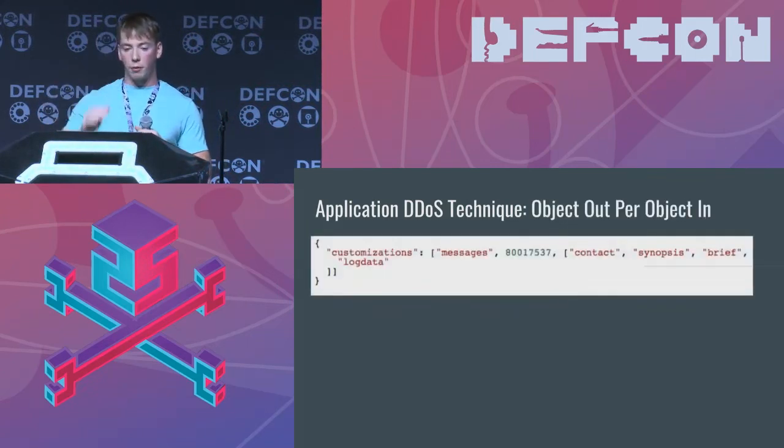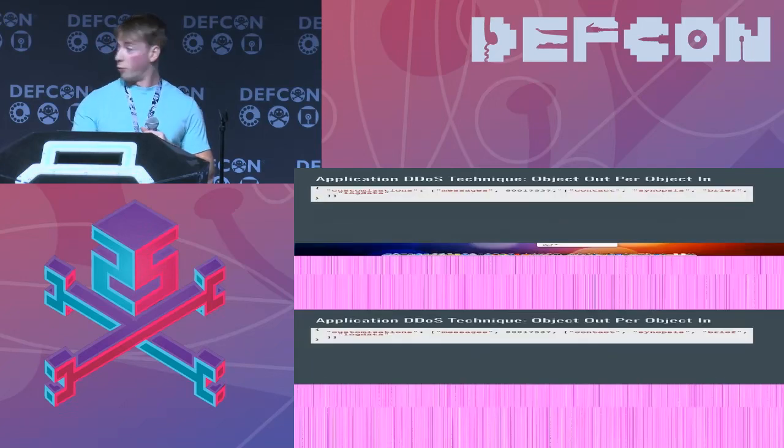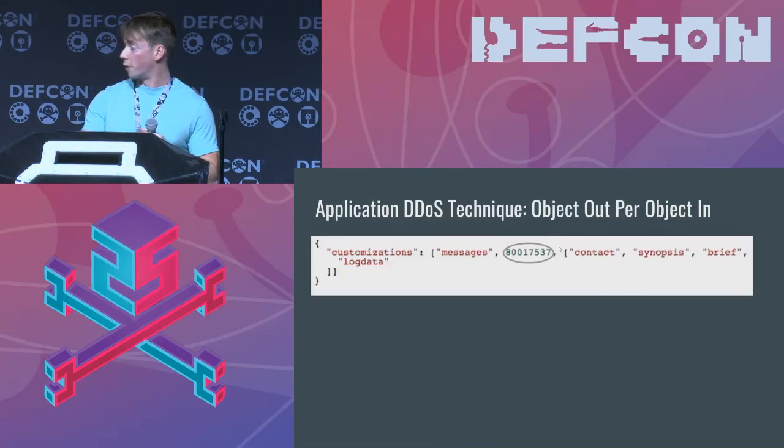Object out per object in. So here we've identified a direct object reference, right? So we have an ID here. So what if we send more of those in?